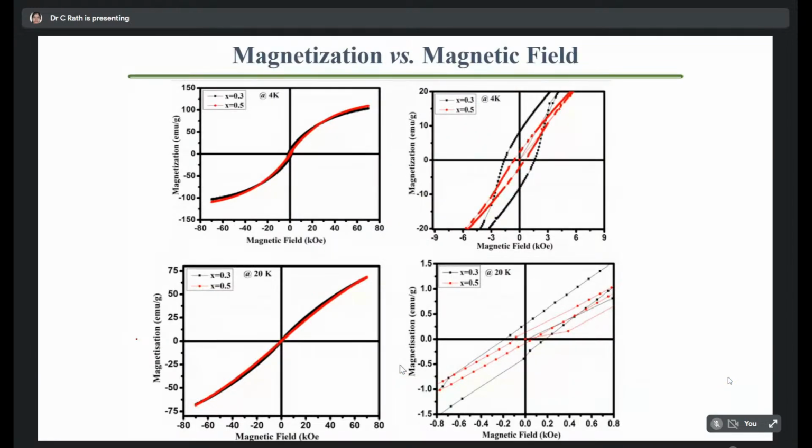Then we measured the magnetic behavior at different temperatures. You can see clearly a ferromagnetic behavior in the case of 0.3 and 0.5. The loop is completely open at low field, and one can see this ferromagnetic behavior at 4K. As we increase the temperature, the magnetization decreases, which is expected.